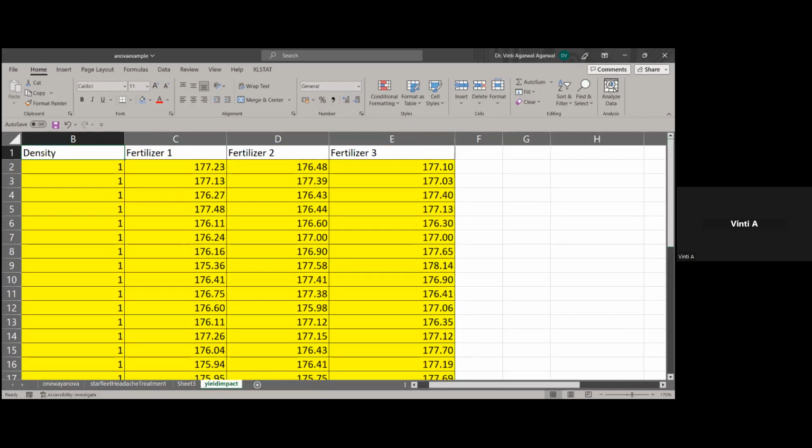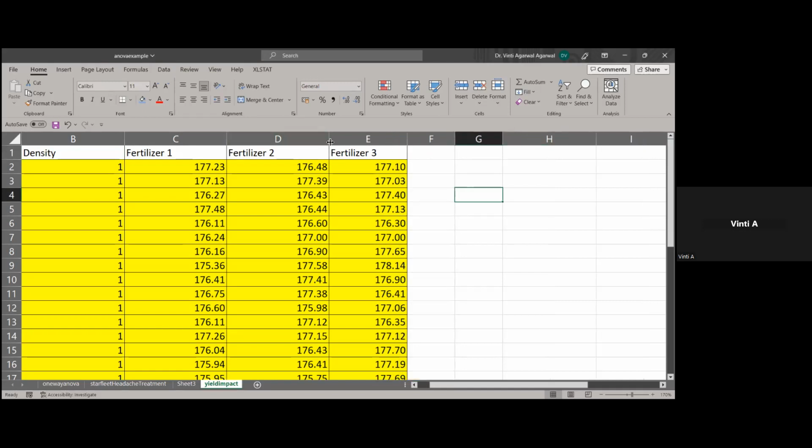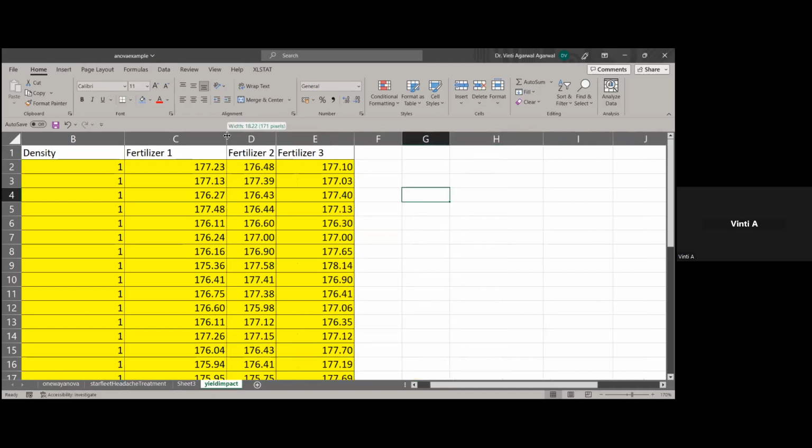You can do it for, let's say, something like BP management. So you put three drug treatments, and then you do it across male and female. So male and female will come in the first column, and then you will have BP measurements. You have to arrange your data according to this particular method, otherwise it will not work.